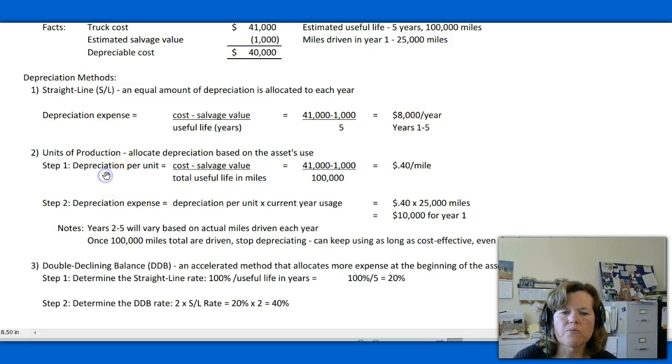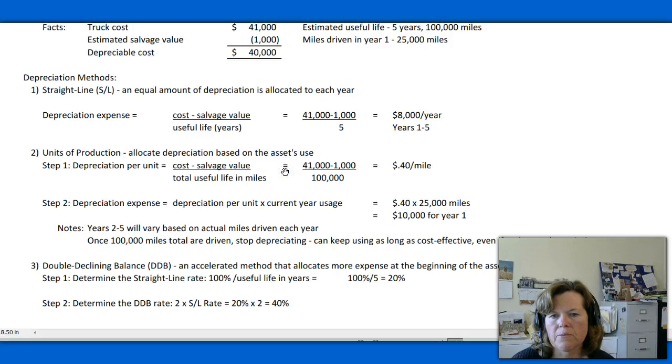So we've got a 2-step process for unit of production depreciation. First is to calculate the depreciation per unit. That's calculated as cost minus salvage divided by the total useful life in miles. So a lot of similarity to the straight line calculation. We're just using life in miles instead of life in years.